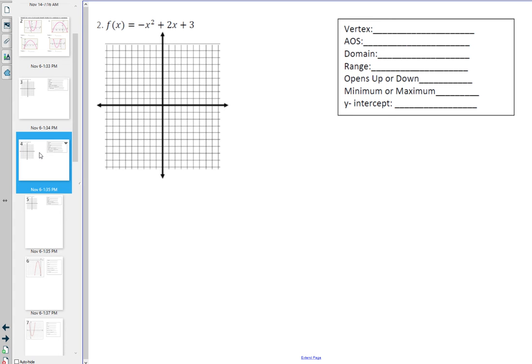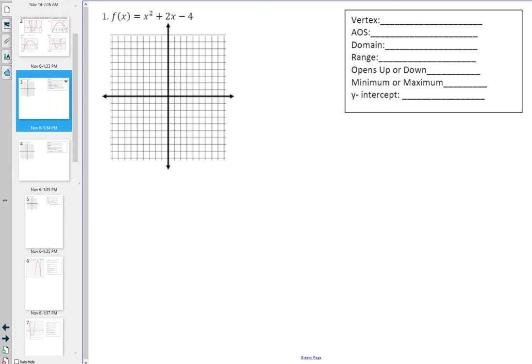He has part of it. He doesn't have a graph for some reason. All right, so let's just do this then. I'll make the executive decision. Let's start on this one, I guess.